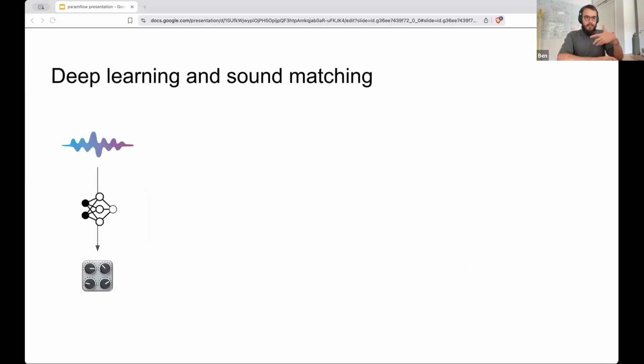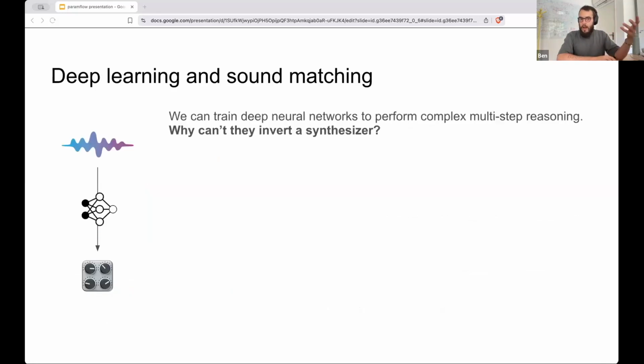In this talk, I want to ask why we can train neural networks that appear to think. We'll avoid the philosophical rabbit hole of whether they actually do, but they can do pretty amazing things. And yet we can't take a sound that we know was produced by a particular synthesizer and easily find the parameters that recreate that sound. That seems insane. So why can't we do that? The answer I'm going to argue is that, well, we can. We've just been training them wrong.